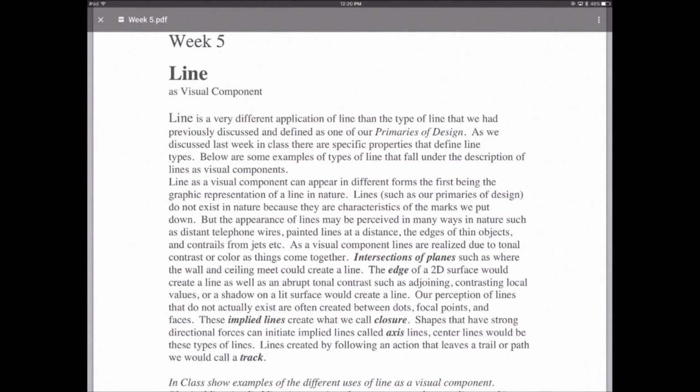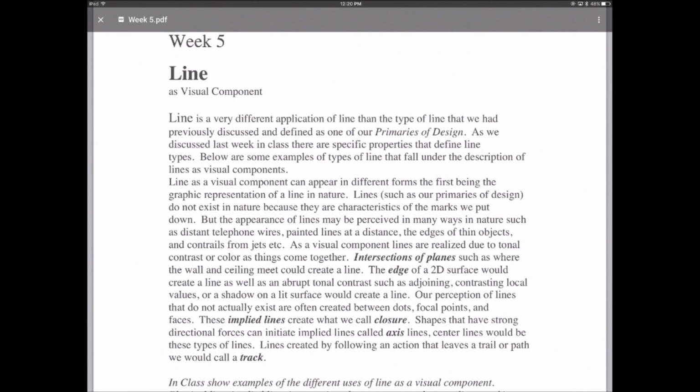Okay, this week we're going to look at line as a visual component, and how the variations of line, what they mean and what they can mean for your image, and how you can use them to move the viewer's eye throughout your image. All right, this week we're going to go over line.